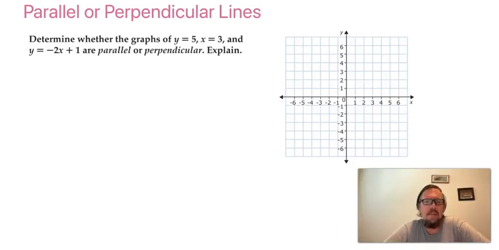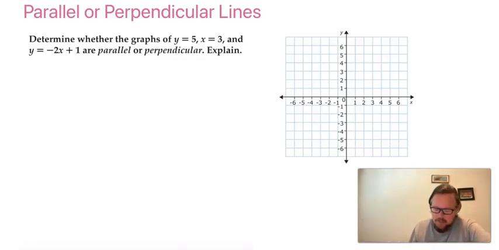In this problem, I'm given three equations, and those equations are y equals 5, x equals 3, and y equals negative 2x plus 1. And I'm asked to determine if they're parallel or perpendicular. Now, you may be able to tell just by looking at these equations whether they're parallel or perpendicular, but I'm going to go ahead and graph them.